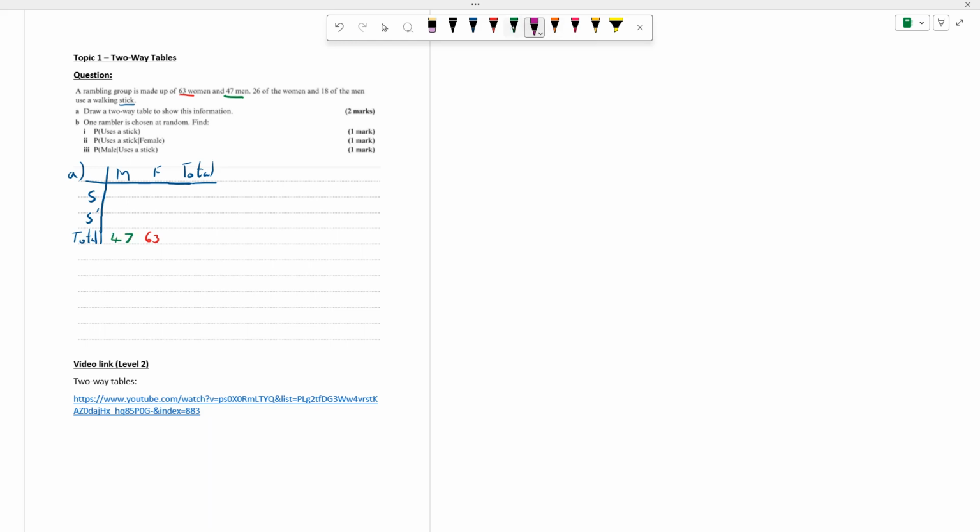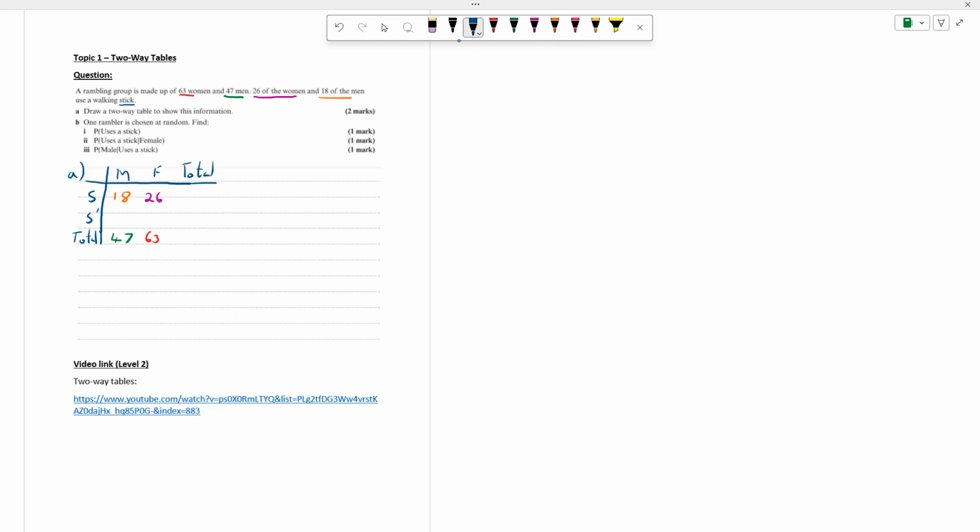Now I'm going to use the other 2 bits of information. 26 of the women use walking sticks. So sticks is this one, females is this one, so this number here has to be 26. And then very similarly, 18 of the men use walking sticks, so sticks and men must be 18. Now all I'm going to do is use the rest of the totals to find out all my missing gaps.